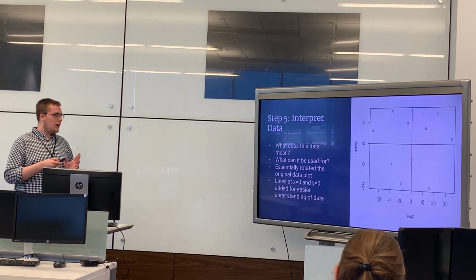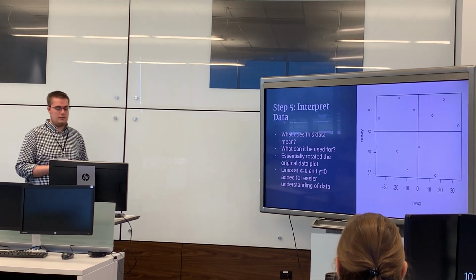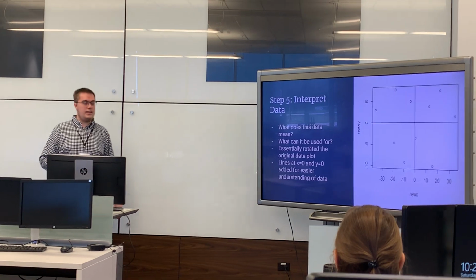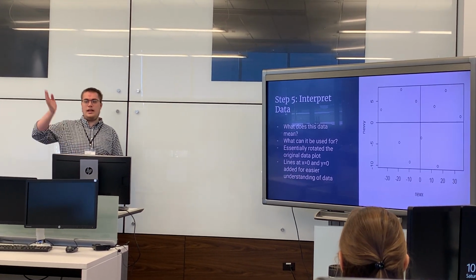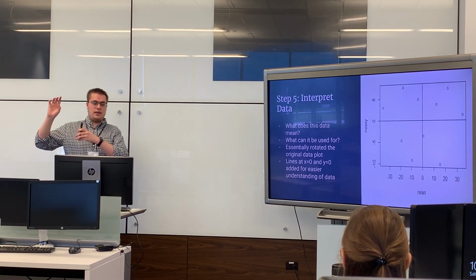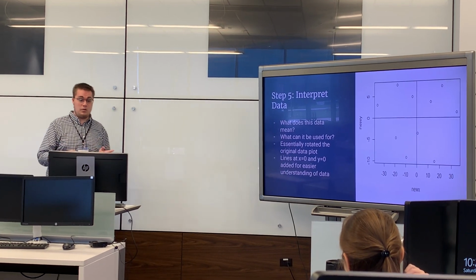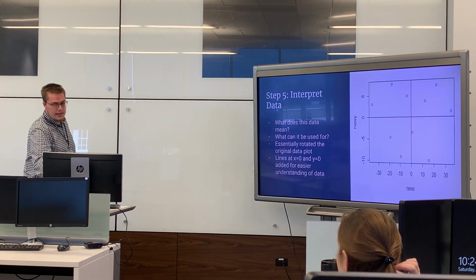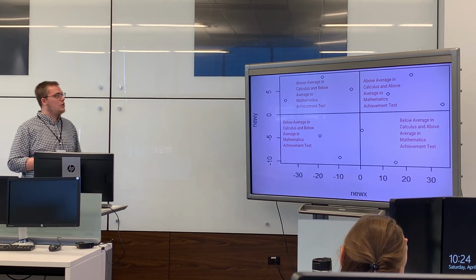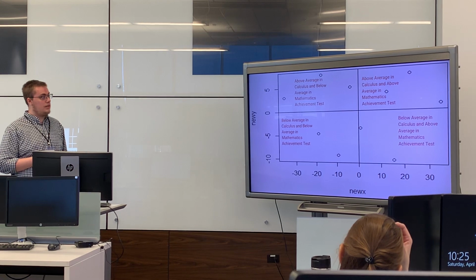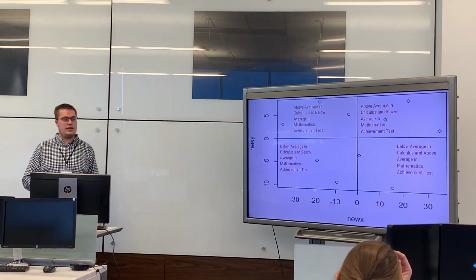So I put lines at x equals 0 and y equals 0 just to make it easier to understand. If you look at this data, essentially we took that big line of all these data points, and we rotated it and then shifted it over to the origin. So let's take a closer look at this. In the context of what we were looking at, those students that are in the first quadrant are above average in both calculus and their mathematics achievements test.